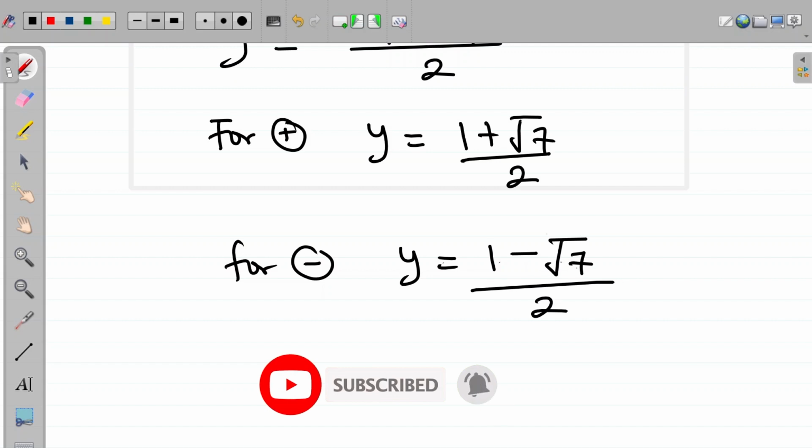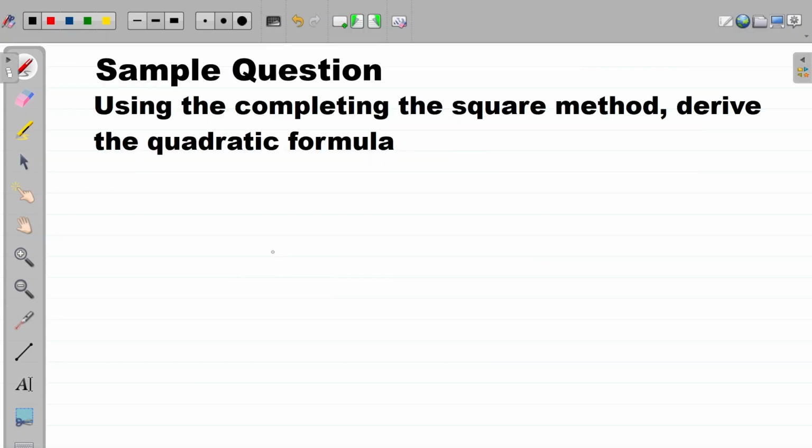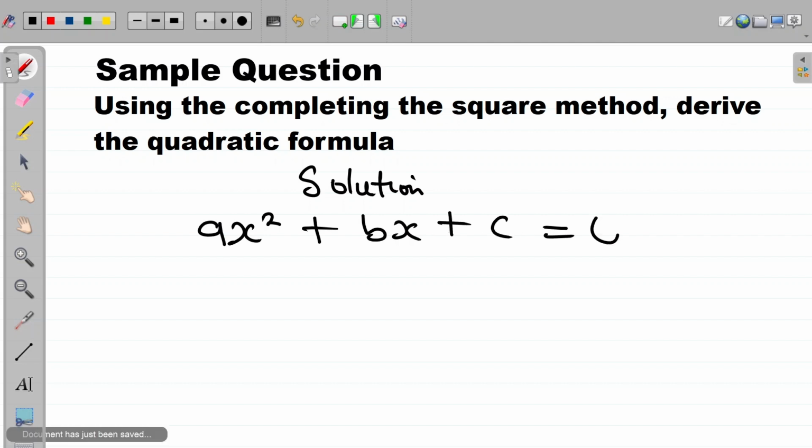With the knowledge of completing the square, we can now derive the quadratic formula. Using the completing the square method, derive the quadratic formula. Solution. Our general equation is given as ax squared plus bx plus c is equal to 0. From our knowledge of completing the square, we can derive the quadratic formula.